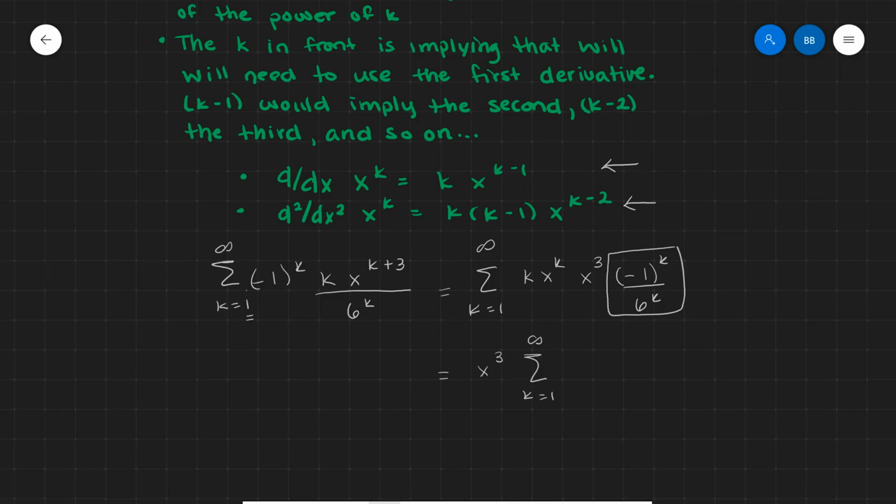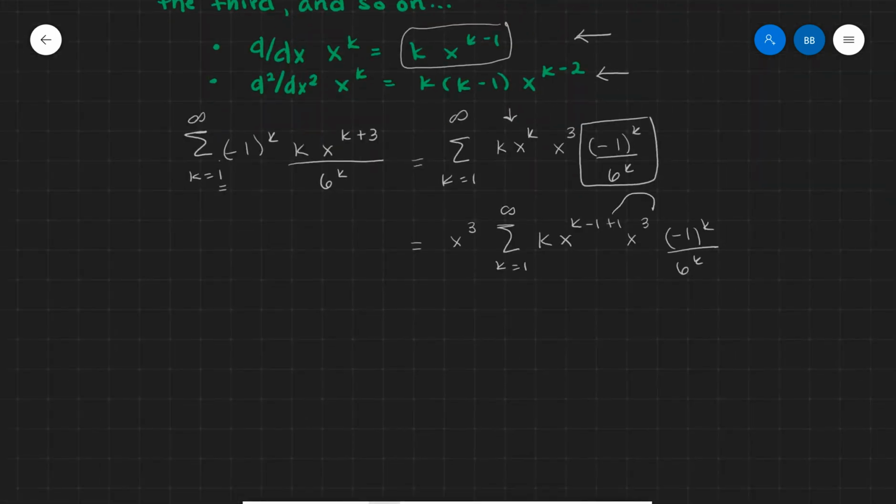Now we have to deal with this k times x to the k. We need it to look like this so that we can rewrite it as a derivative. So I'm going to take one of the k's, take one away from the exponent. So this is k times x to the k minus 1 plus 1. I'm going to use that adding 0 trick. Minus 1 plus 1. Rewriting the rest of this, I'm going to move the plus 1 to go with the 3, and I'm going to take advantage of this to rewrite the derivative, which is d dx of x to the k.